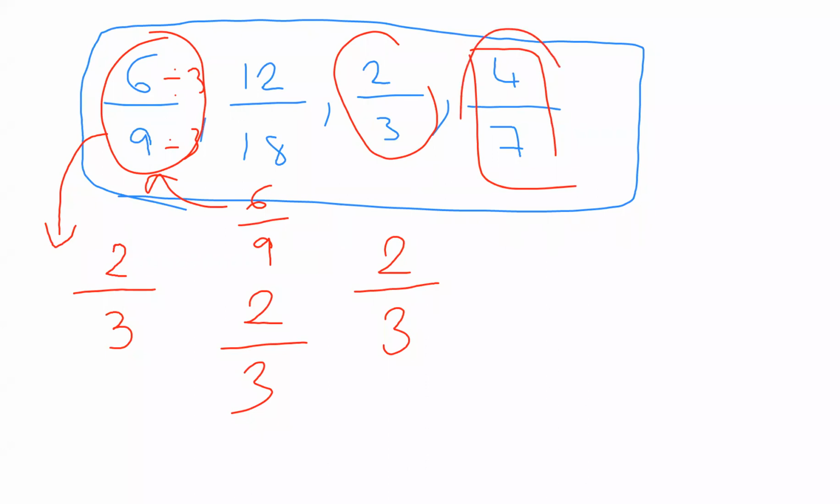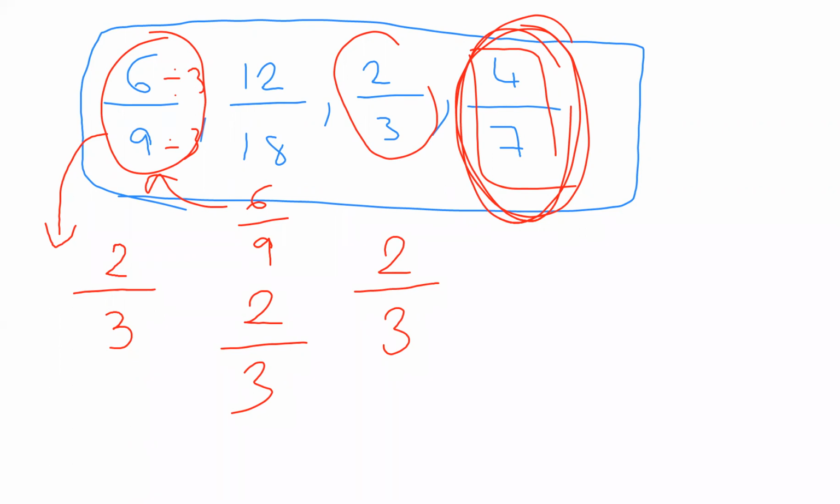Exactly. The right answer is 4 over 7 because the other 3 fractions are equal to 2 over 3 except the 4 over 7. It is in the simplest form and it's not equal to 2 over 3. Okay, did you understand this part? Yes. Perfect. So let's revise very quickly.